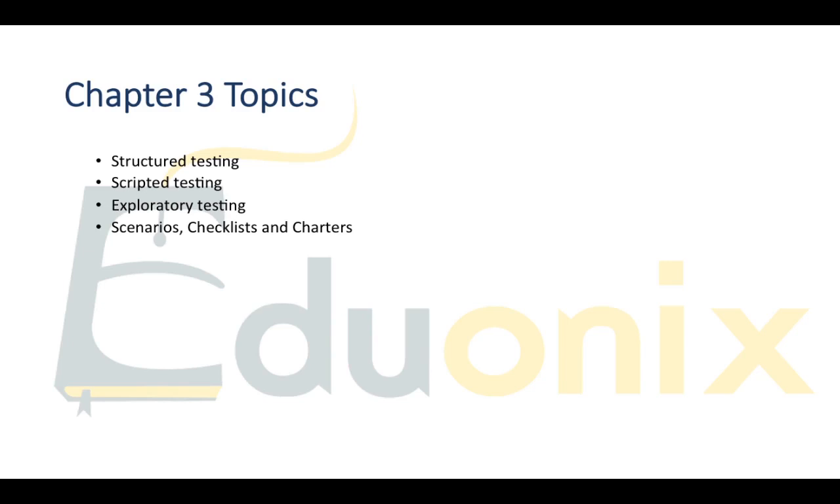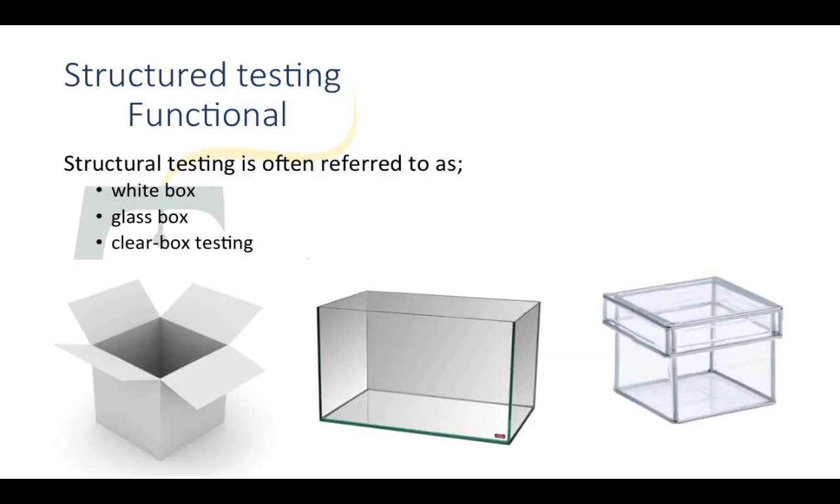We're going to cover 4 topics in this chapter: structured testing, scripted testing, exploratory testing, scenarios, checklists and charters. So, first of all we have structural testing, which is often known as white box, glass box or clear box testing.